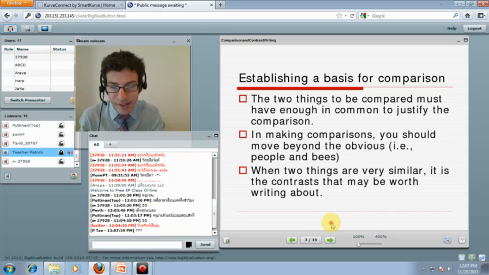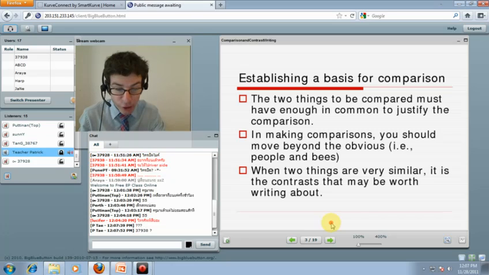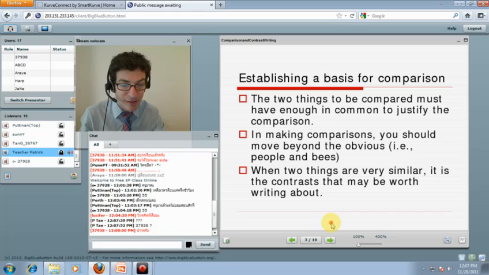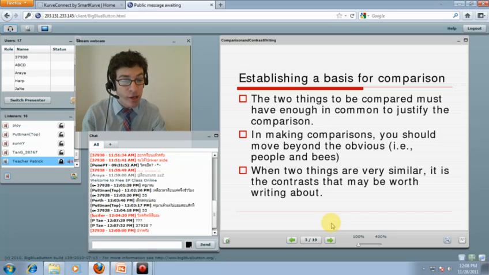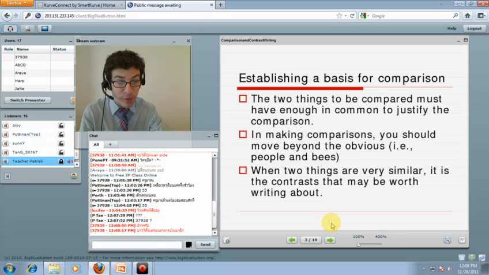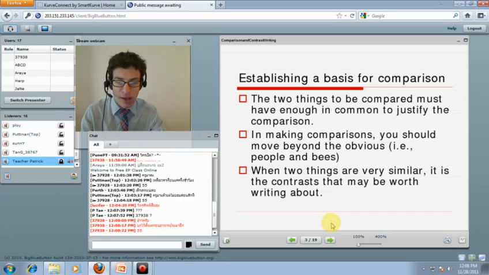Next. In making comparisons, you should move beyond the obvious, i.e. people and bees. What they mean here is, if you compare something like people and bees, there are obviously going to be lots of things that are different. People are large, intelligent creatures. Bees are small insects. It's not going to make any sense. You need to compare things that have something you can compare. So maybe what you could do is bees and ants, two things that have something in common. Don't just pick things that are completely different. Your essay won't make any sense.